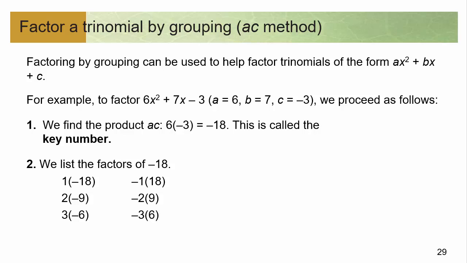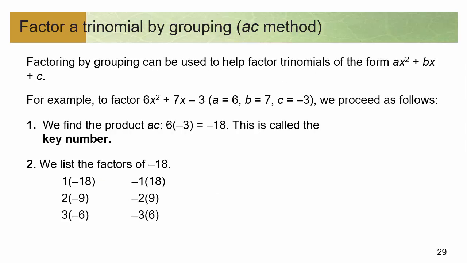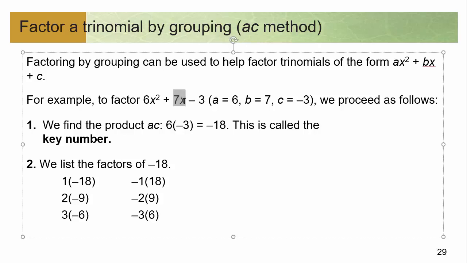We can list out all the factors of negative 18. So 1 and 18, 2 and 9, 3 and 6, and of course we just have to change which one is negative and which one is positive. Those are all the factor pairs of 18. All right, once we have that, we find the two factors of the key number whose sum is 7. Why 7? Well, if you remember, because 7 was that middle term, right?